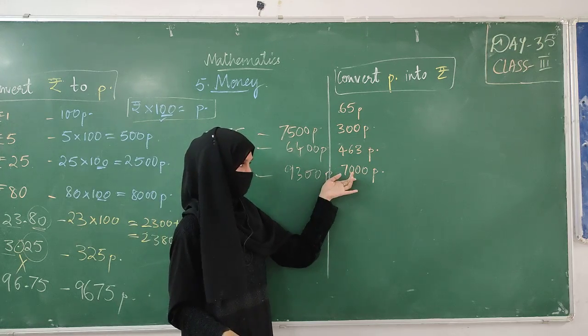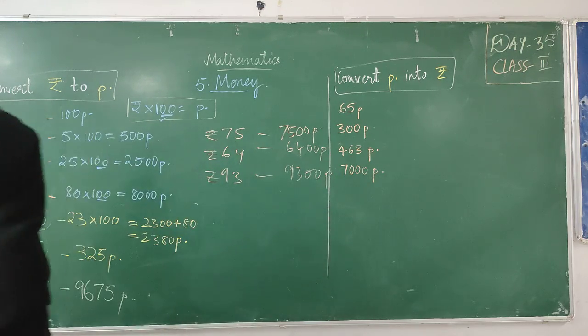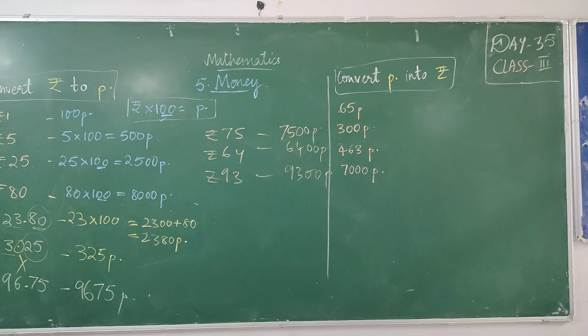Instead of 0, if other numbers are there, the way I am going to show you the conversion will remain the same. Now in the 4 questions that I wrote here, all the questions are only in paisa form. Okay? All the questions are only in paisa form.